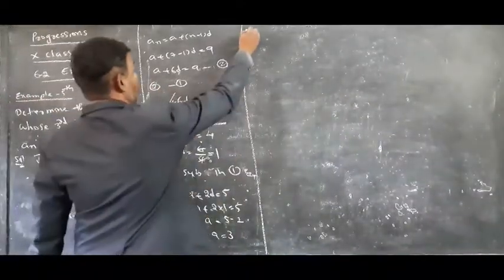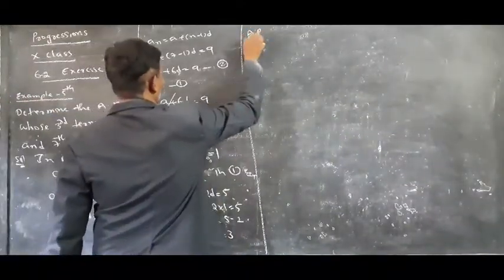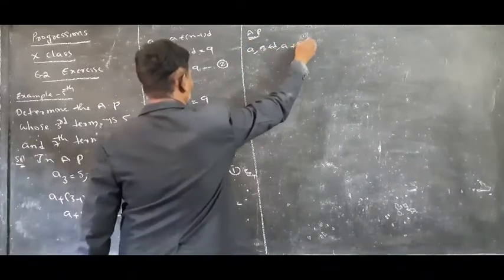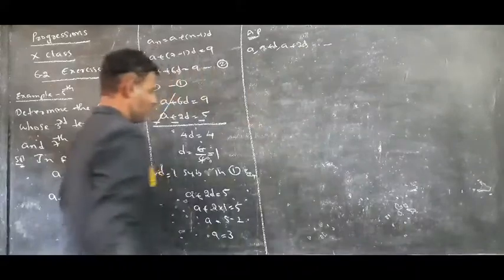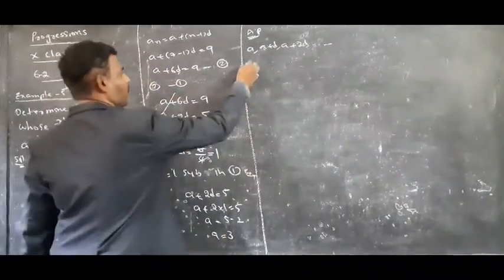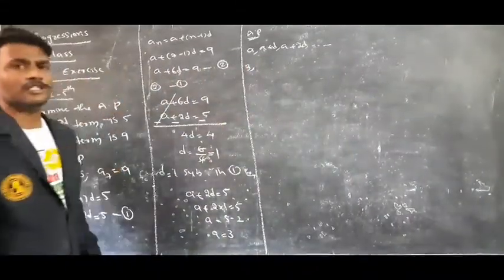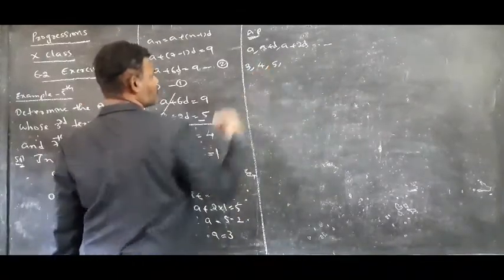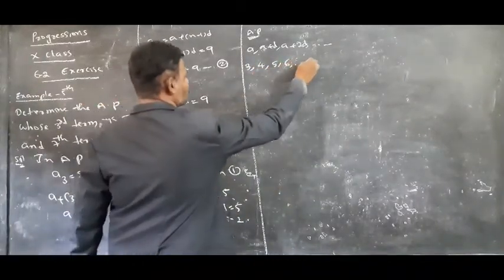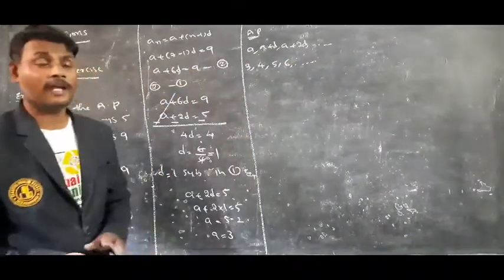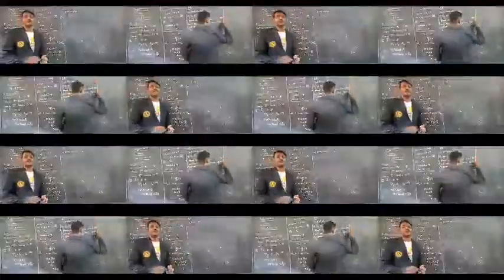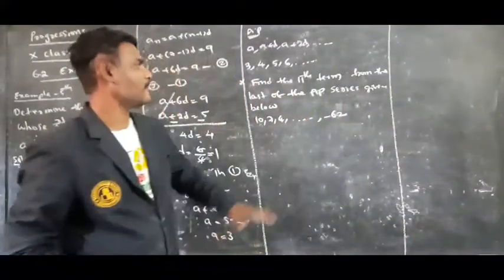What is the AP series? A, A plus D, A plus 2D, and so on. What is the first term? 3. And the common difference is 1. So 3 plus 1 is equal to 4. 4 plus 1 is equal to 5. 5 plus 1 is equal to 6, and so on. What is the required AP series? 3, 4, 5, 6, and so on.